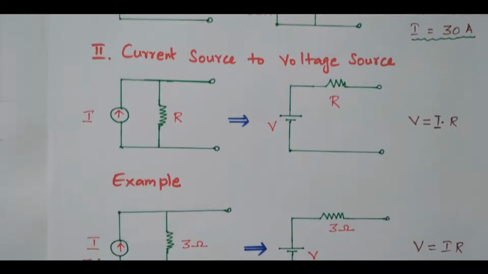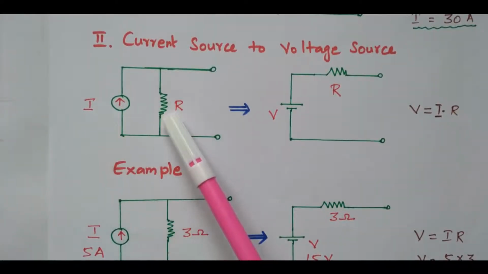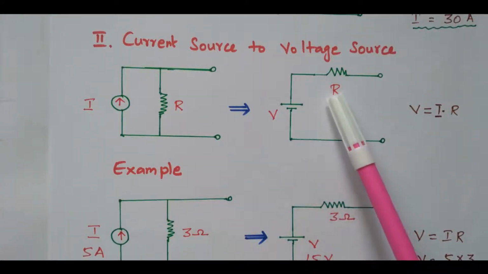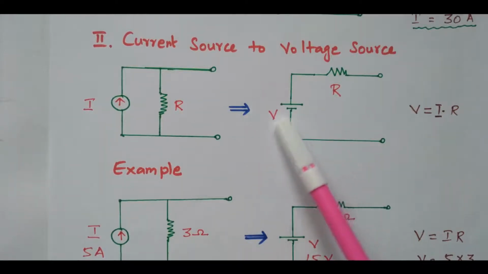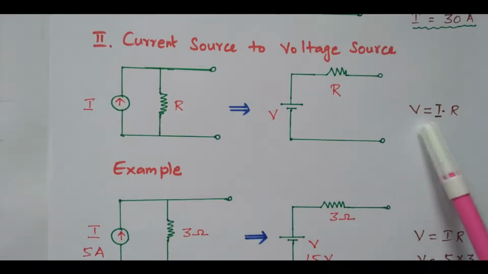Then we'll go to the current source to voltage source. So current source in parallel with the internal resistance can be converted into voltage source in series with the internal resistance. Right? Then how will you find V? V equal to I into R. I and R values are available. So V can be calculated as I into R.